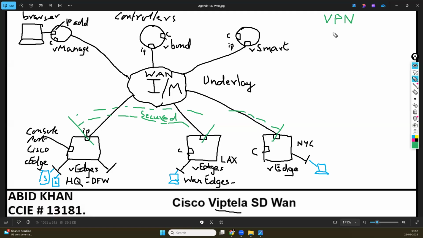Means nothing will flow without a VPN. Everything in Cisco Viptela SD-WAN will flow through what? VPN.